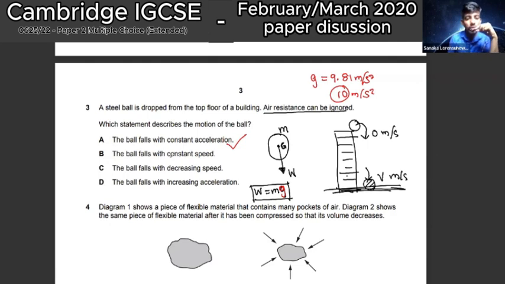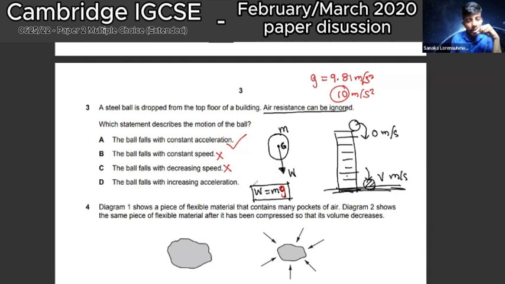B, the ball falls with constant speed. No, no, no. See, it starts at 0, but it finishes hitting the floor at v meters per second. It has a velocity, and from time to time the velocity is increasing. Then it is not constant speed. It's wrong. The third one, the ball falls with decelerating speed. No, it is wrong. It is accelerating, increasing its speed, not decelerating.